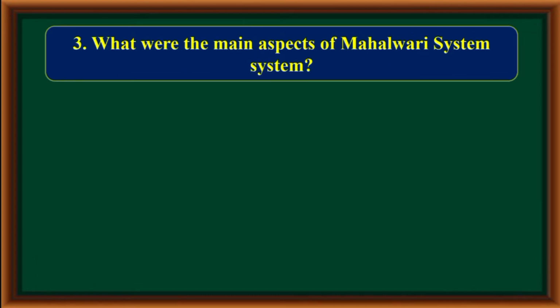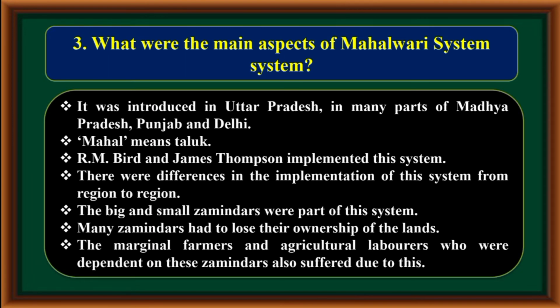What were the main aspects of Mahalwari System? It was introduced in Uttar Pradesh, in many parts of Madhya Pradesh, Punjab and Delhi. Mahal means Taluk. R.M. Bird and James Thomson implemented this system. There were differences in the implementation of this system from region to region.